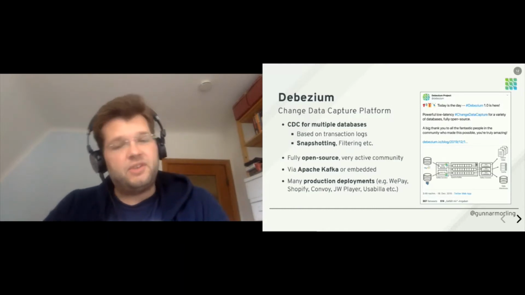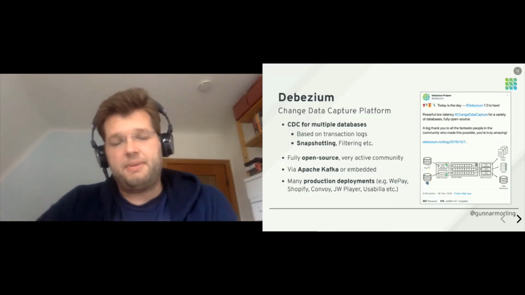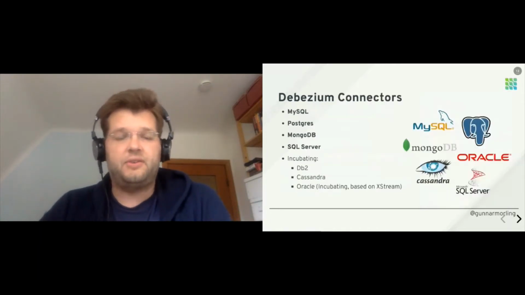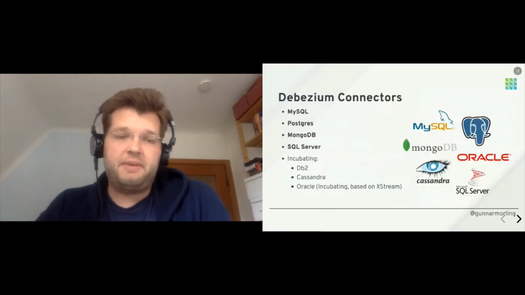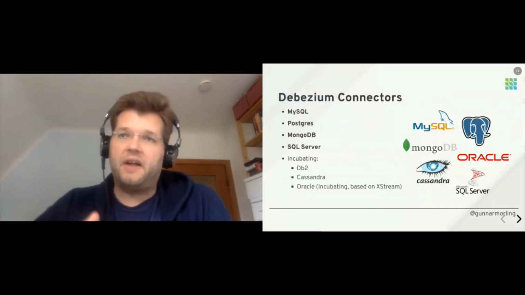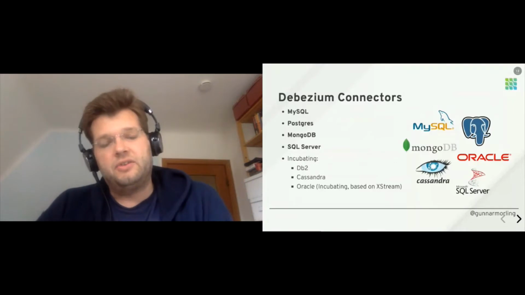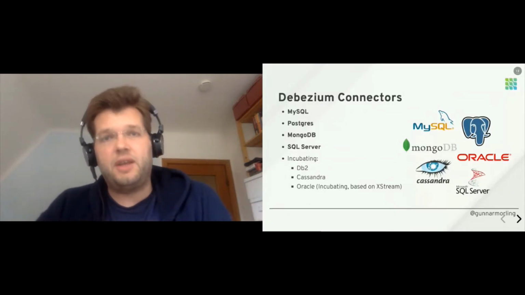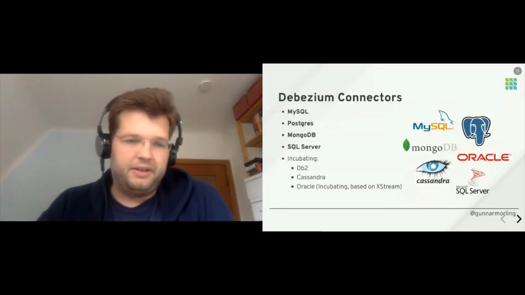As I mentioned, we have different connectors. For each database, we need dedicated connectors. There's support for MySQL, Postgres, Mongo, SQL Server. They are really stable, very mature. And we have a few incubating ones. This means they are under active development, and maybe the format they emit might still change, those kinds of things. But work is happening there. There are things like DB2, Cassandra, and Oracle, for instance.